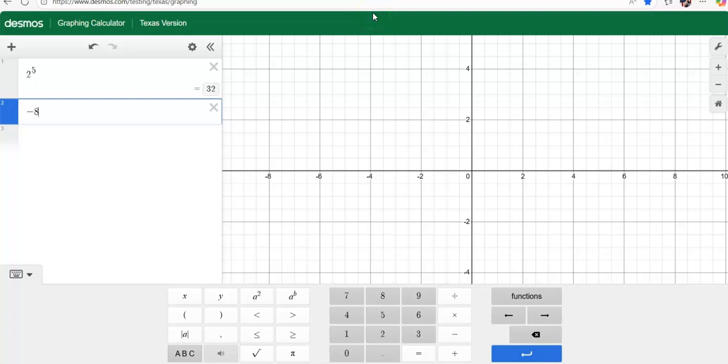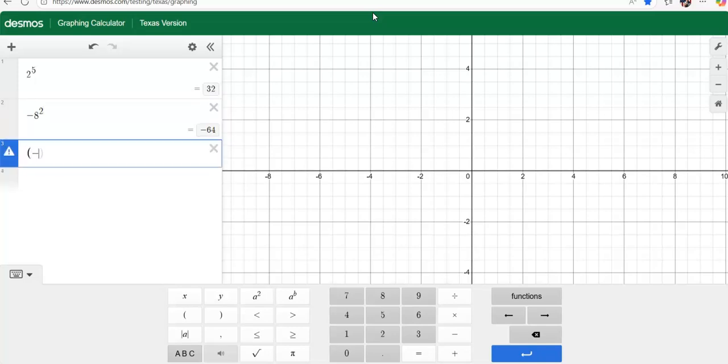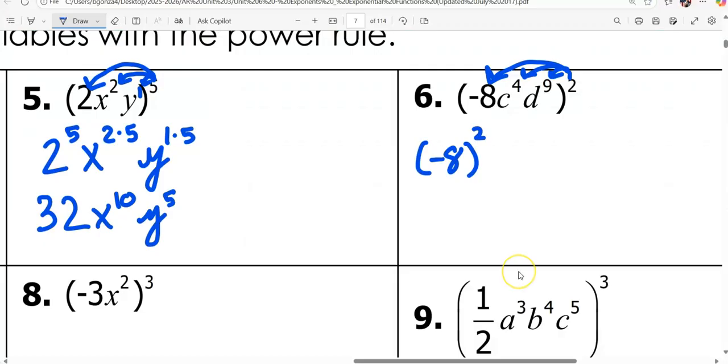Now, hold on. If you just do negative 8 and squared, it's not minus. Here, watch this. You have to put it in parentheses and then square it. A negative times a negative. As long as you square negative 8, you should get a positive, because a negative times a negative is a positive. So you get what? 64?